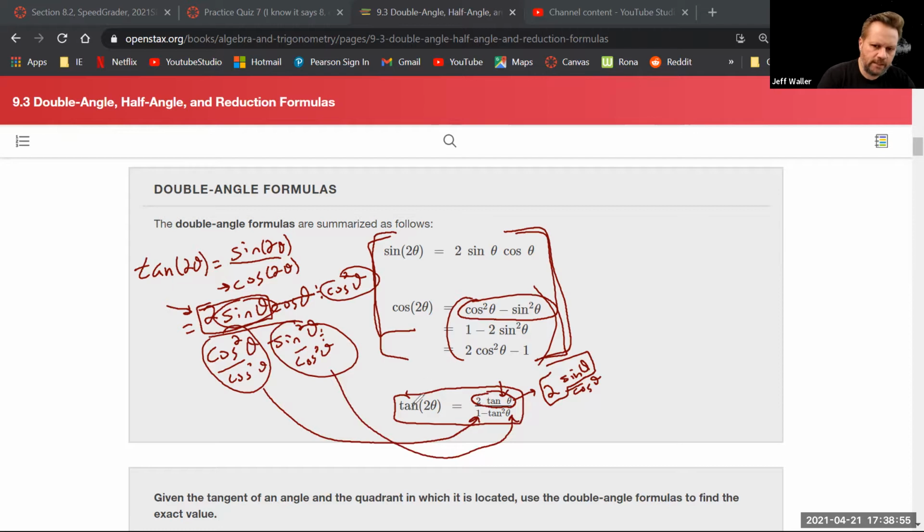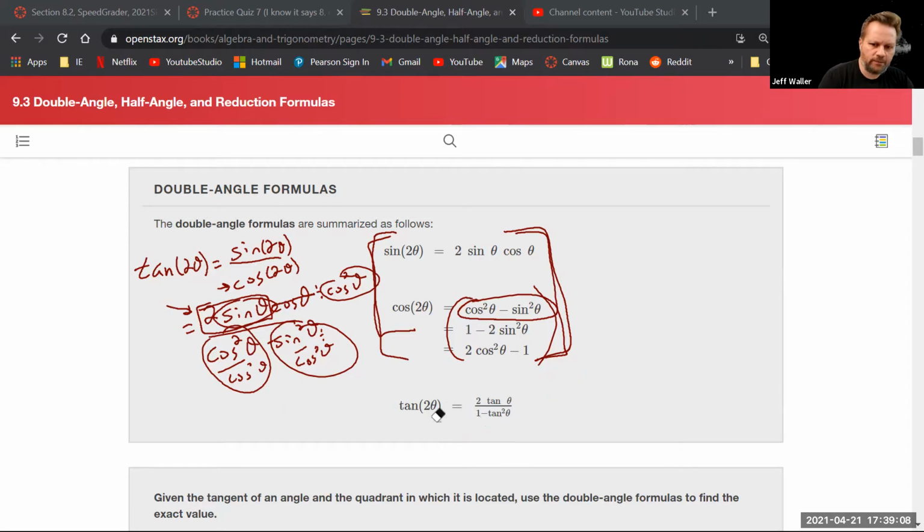And this tangent double angle is one of the formulas I am not making you memorize. Why? 2 reasons. I don't currently have it memorized, and it is something the department decided was unnecessary to memorize. So, cool. All right, but these guys you definitely have to have memorized.